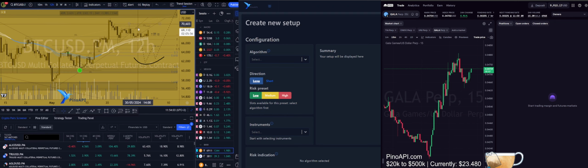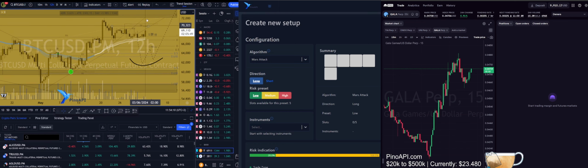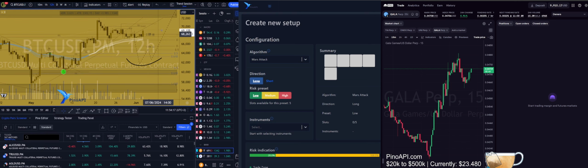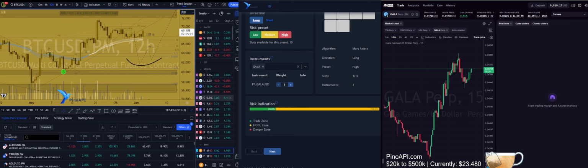I'm usually not comfortable longing with Mars Attack when Bitcoin is nearing its highs. But right now I think it might even fake out or just break out. And if we go lower, it could go towards this 4-hour 200, which has major confluence. I think I should not be too scared today. So we're gonna run Gala.